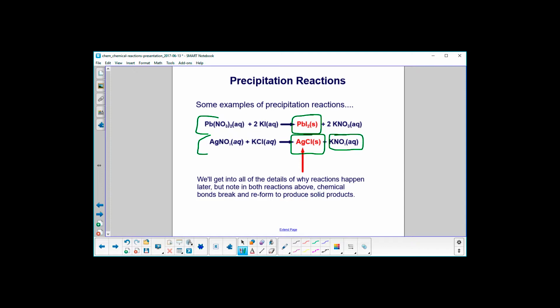We'll get into all the details of why reactions happen later, but note in the reactions above, chemical bonds break and reform to produce solid products, right here, the precipitate. So we're breaking bonds and putting them back together with different partners.